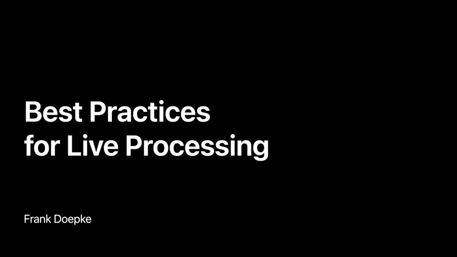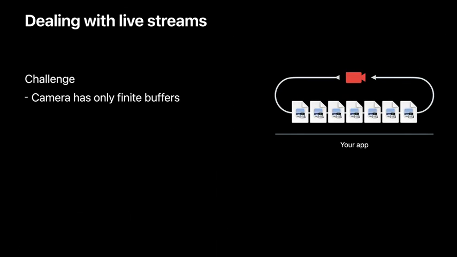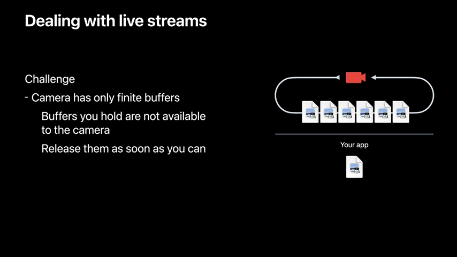Now, after seeing all that, there's a few things that we want to keep in mind for this application. It's all about real-time feedback. So we need to follow some best practices for live processing. When we deal with live streams, there are a few challenges. Our camera only has a finite set of buffers. When you work on a buffer to analyze it, it's not available to the camera anymore. So we can easily starve our camera of buffers. So it is important that we give those buffers back to the camera as soon as possible, so that the camera has them available for its work.